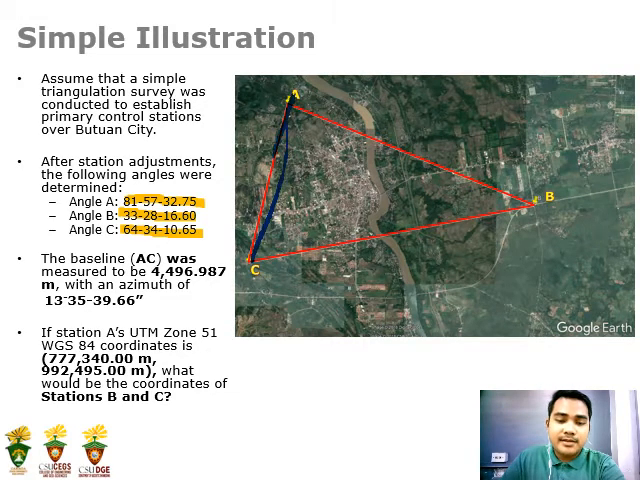Then the baseline AC, from A going to C, was measured precisely to be 4,496.987 meters, with an azimuth from A to C of 133.5. The azimuth is measured from south going to the line AC. That is the azimuth.